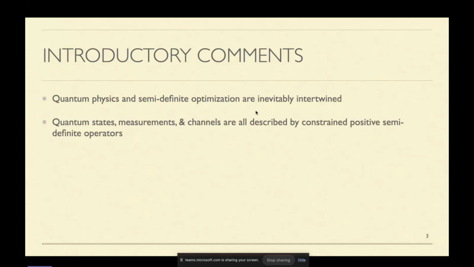So connecting to this initial comment, why are they intertwined? Well, the fundamental constituents of quantum theory, as we learn them in quantum information, quantum states, measurements, and channels are all described by positive semi-definite operators that have constraints on them, right? A quantum state is a positive semi-definite matrix with a trace 1 constraint. A measurement is a collection of positive semi-definite operators with a constraint on their sum, that the sum should be the identity. And channels are in one-to-one correspondence with what's called Choi operator, and that itself is a positive semi-definite matrix with a partial trace constraint.